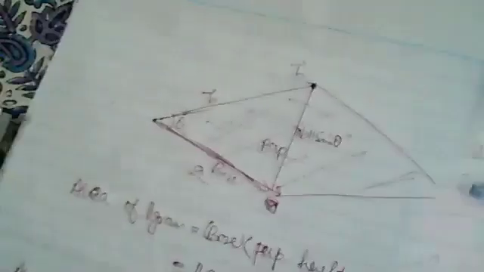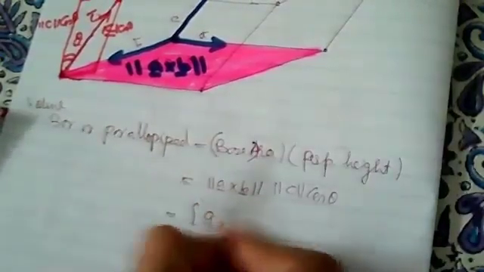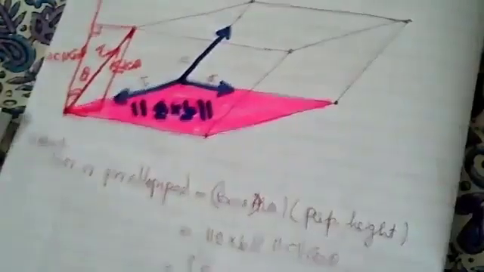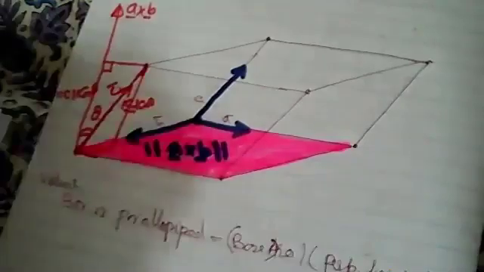If you remember the definition of the scalar triple product, magnitude of A cross B, magnitude of C cos theta, it means this is nothing but the scalar triple product. It means the scalar triple product geometrically gives us the volume of this box. That's why it is called the box form.